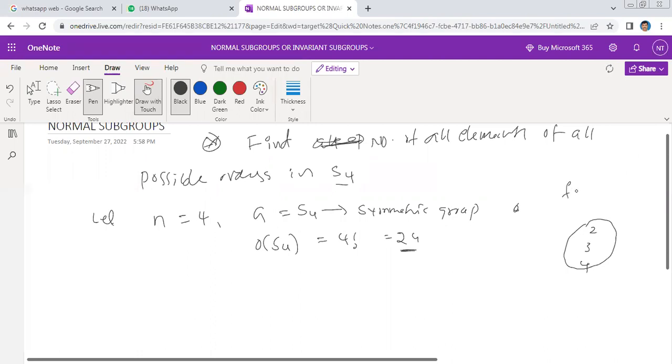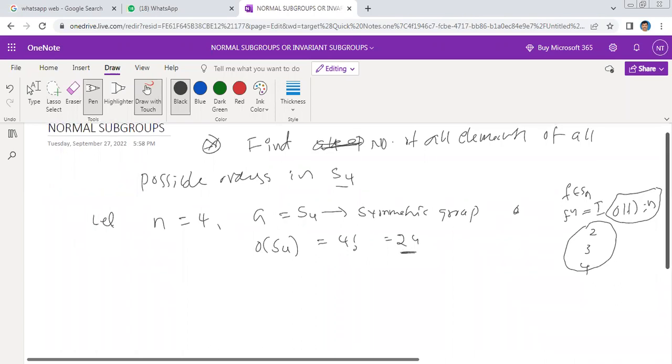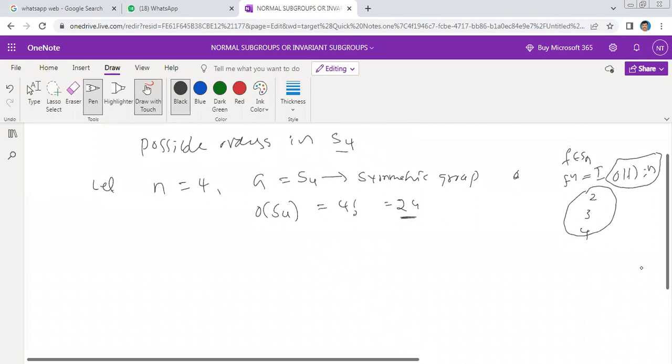Suppose f is a permutation in Sn. f to the power of n is equal to I. We say that the order of f is equal to n. This is the definition for the order of an element, a permutation. How should we find the orders without simplifying each element one by one? I'm giving a shortcut here, you see.